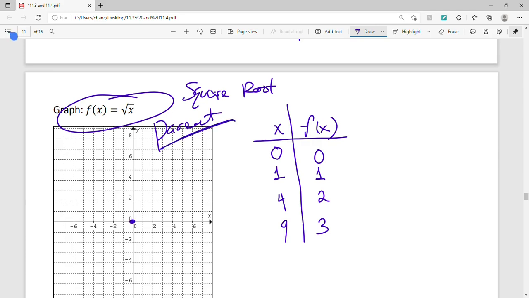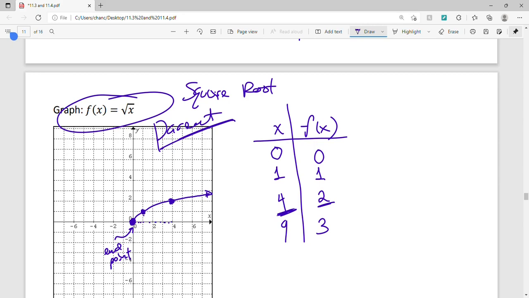0, 0, 1, 1. So we go 0, 0, right 1 up 1. Right 4, this time, this one says right 4 up 2. And unfortunately, we cannot fit 9, 3, but if I had space, I would put it in the graph. So the square root function looks something like this. It starts at an endpoint, so this is our endpoint. It's not a vertex because it doesn't change direction. So this is our endpoint or our starting point. And it goes to the right 1 up 1, and then we go to the right 4 up 2.